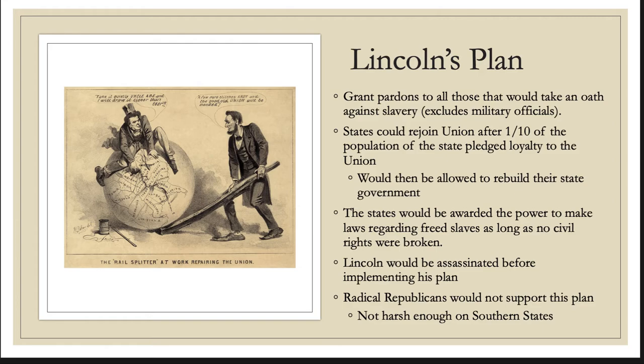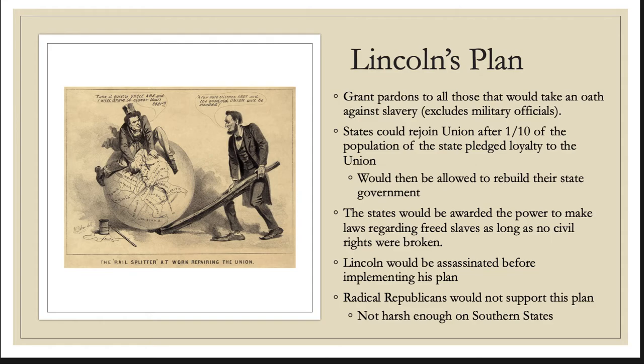Now, of course, this excluded higher up military officials, but this would pertain to anybody else who would have been tried for treason. As long as they took an oath saying slavery is bad, we'll never do it again, they would receive a federal pardon against the treasonous activities that they had participated in. Also, he is going to say that states could rejoin the Union after 1/10, so 10%, of the population pledged loyalty to the Union. This is kind of a security measure.